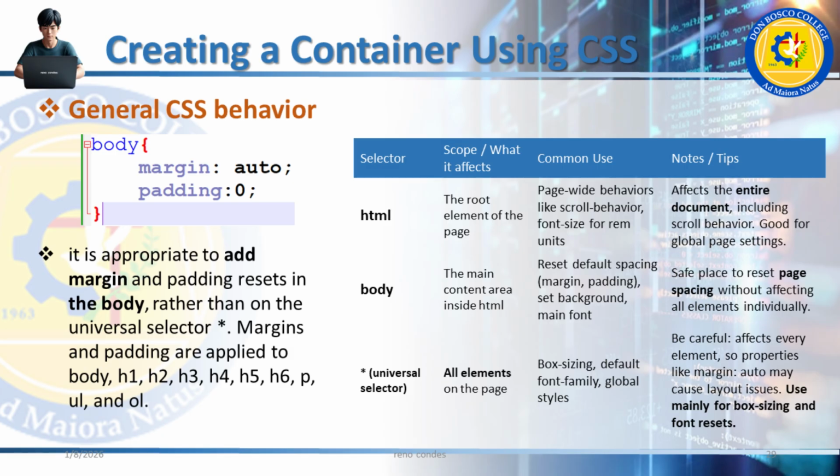When using the universal selector asterisk, be careful, as it affects every element. Properties like margin auto may cause layout issues. It is mainly used for box sizing and font resets.